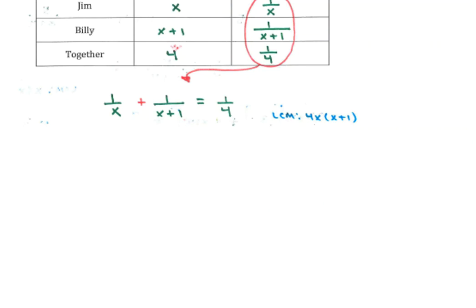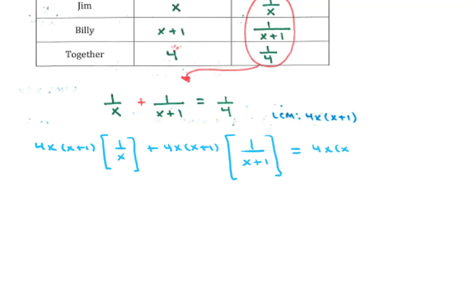It's 4x times quantity x plus 1. And what we should do with that LCM is put it in front of each of these three fractions. So 4x, quantity x plus 1, going in front of the fraction 1 over x, plus 4x, quantity x plus 1, going in front of 1 over x plus 1. And even on the right-hand side, let's put 4x, quantity x plus 1, in front of 1 over 4. And the whole point of distributing the LCM here is so that we can cancel out all of these denominators.